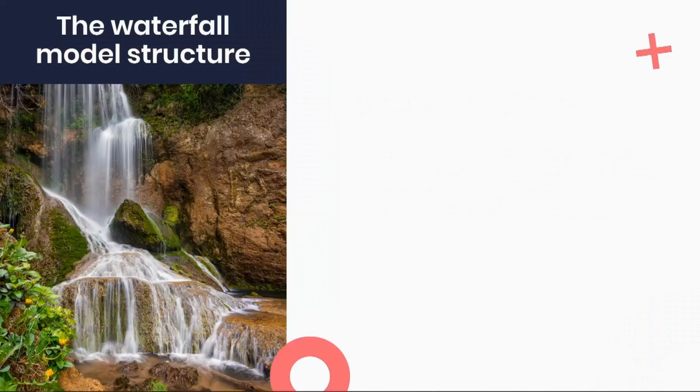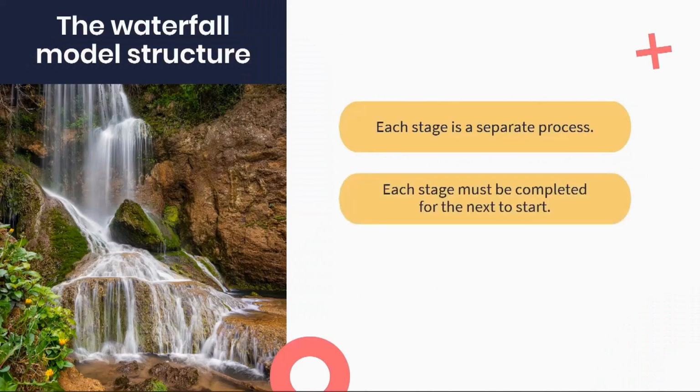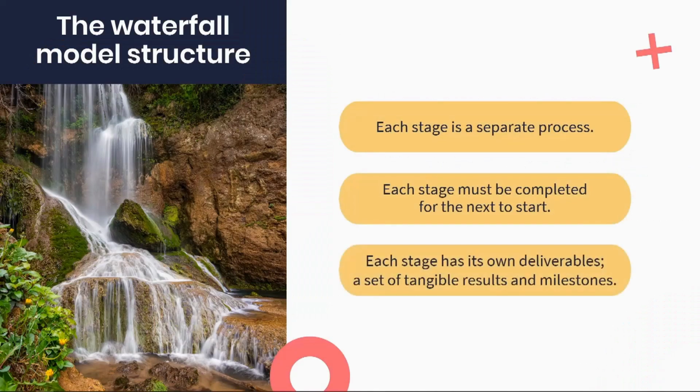The waterfall model takes each of these stages as a separate process. A subsequent stage can't start until the preceding stage has finished. Each stage has its own deliverables, that is, a set of tangible results and milestones that are achieved. The waterfall model is arranged in a sort of waterfall, hence the name.